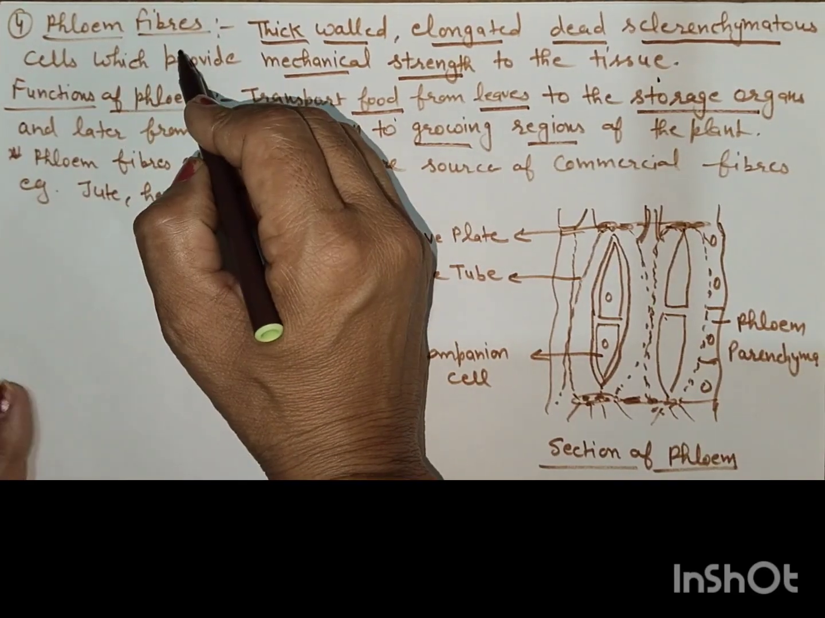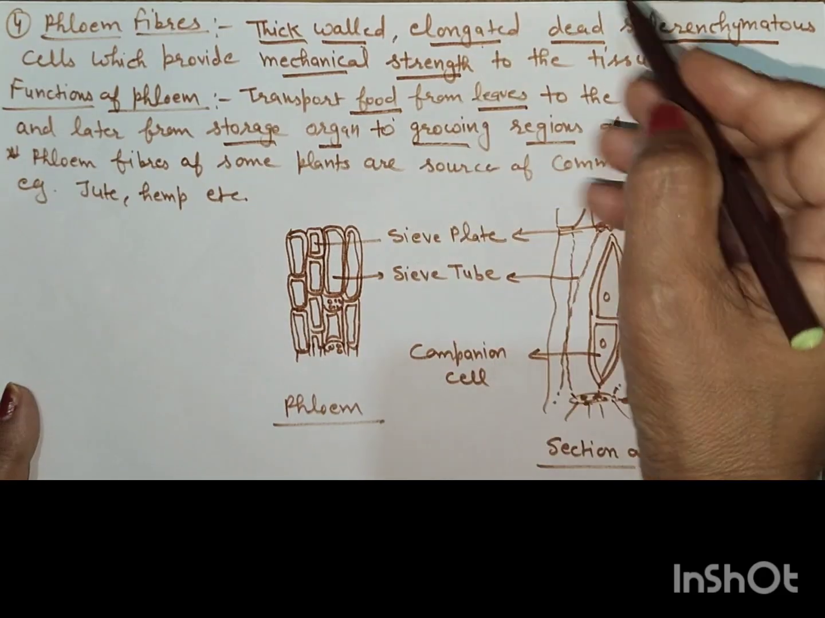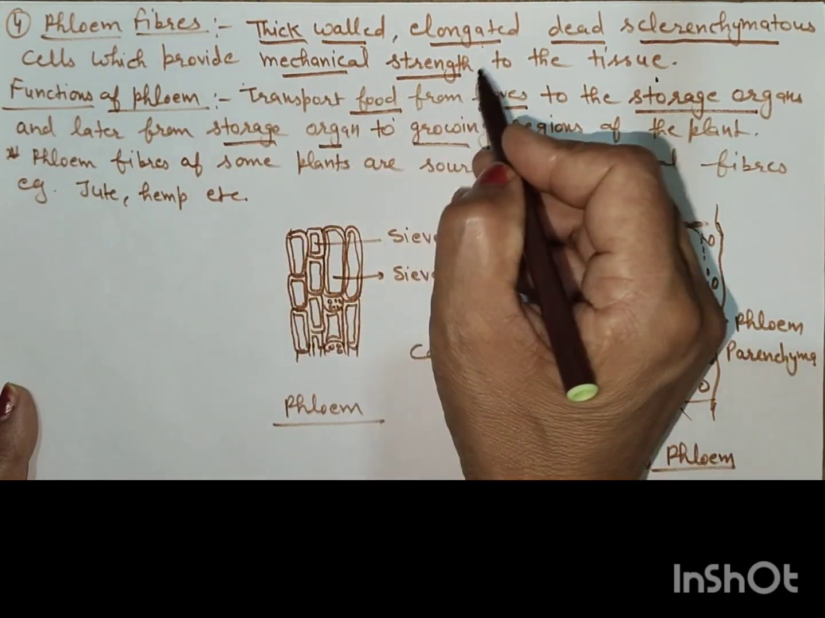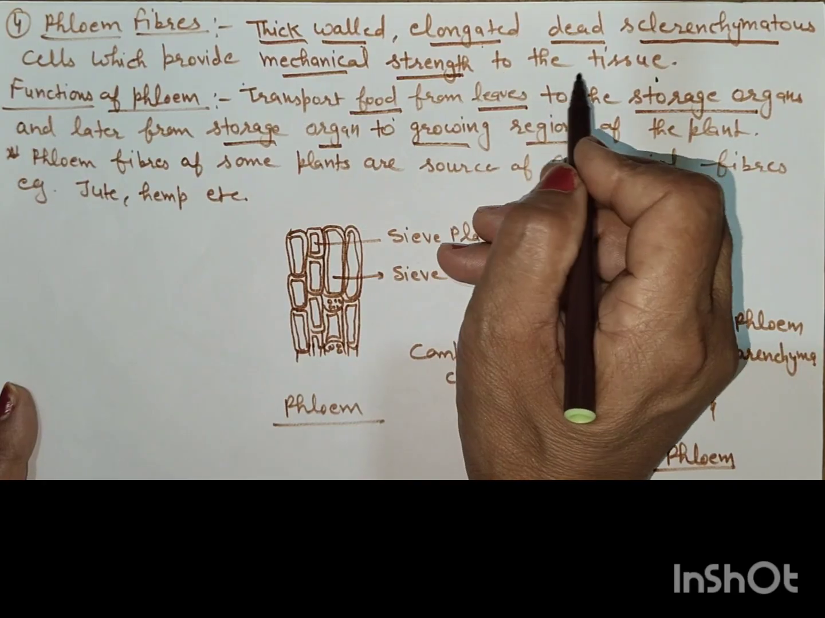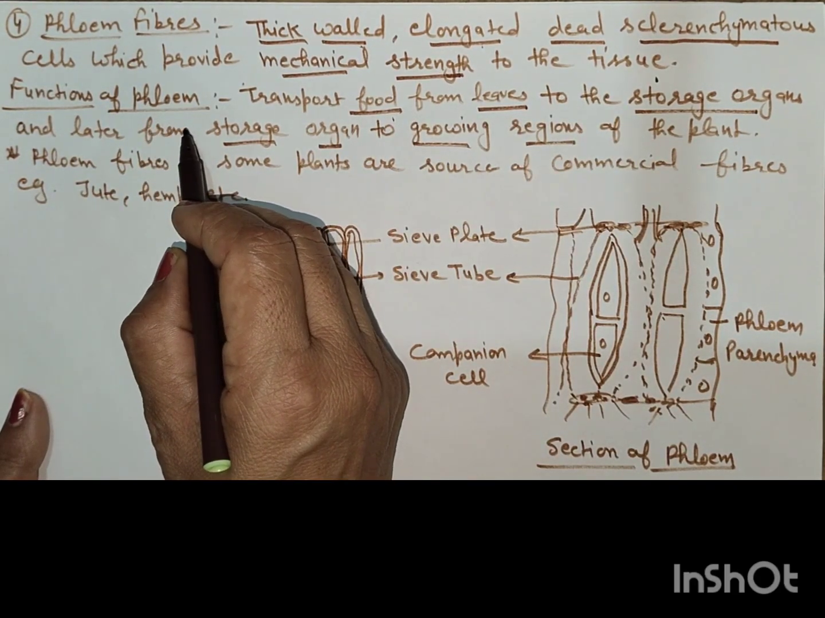Now phloem fibers. Phloem fibers are thin-walled, elongated, dead sclerenchymatous cells which provide mechanical support to the tissue.